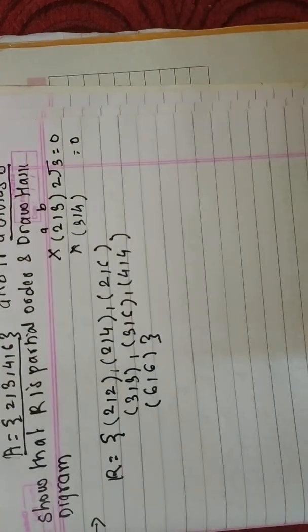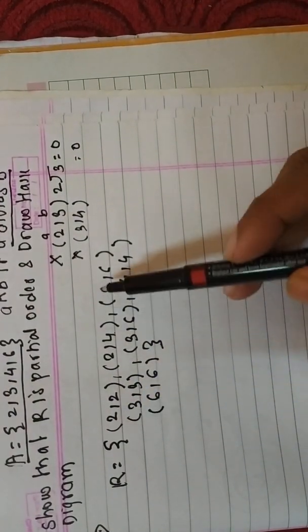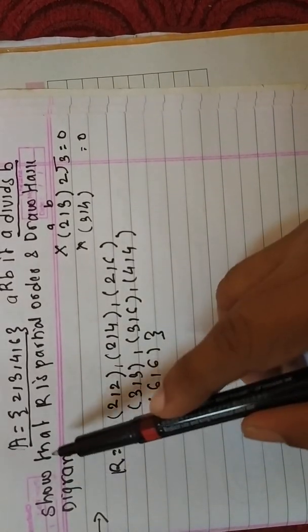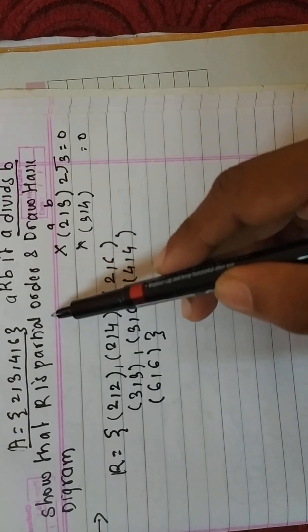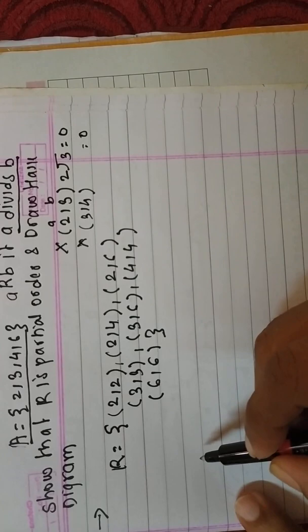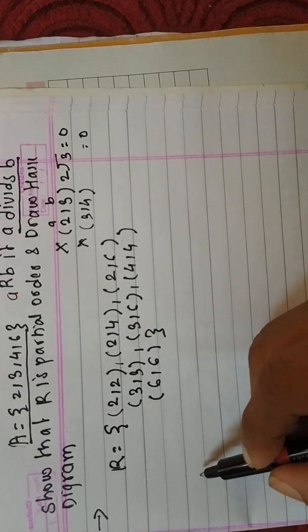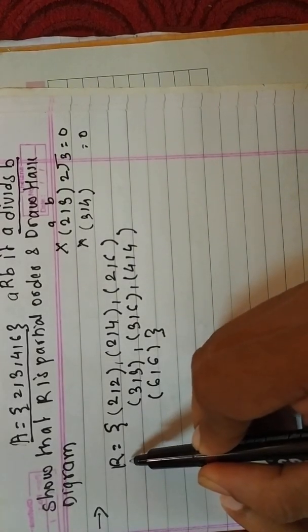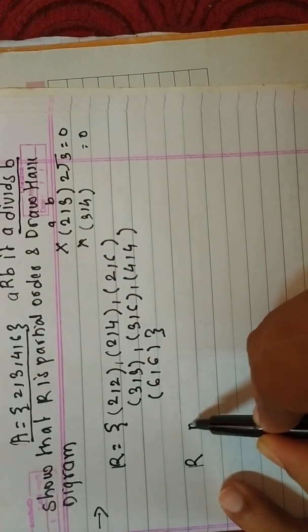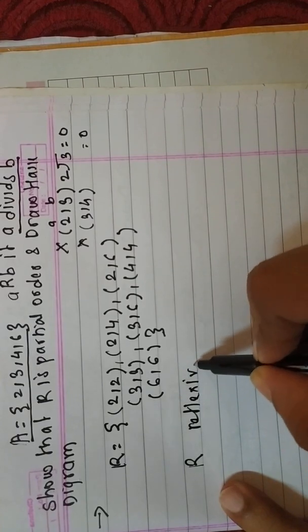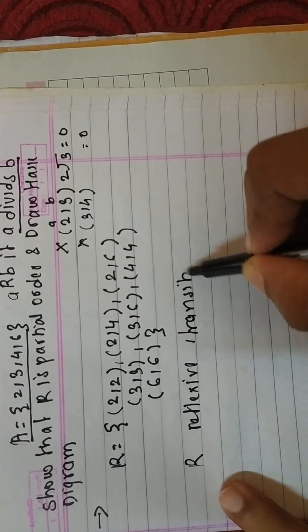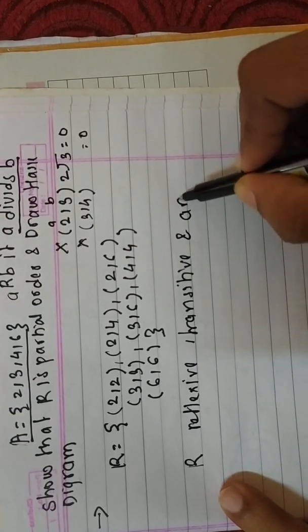Okay. So how are we getting R here? We are getting R like this. Okay. Now after finding R, what is the question? Show that R is partial ordered. Okay. Now if R is partial ordered, then how many conditions does it have to satisfy? Earlier we have discussed its definition. To make R partial ordered, R must be what? R must be reflexive. Then it must be transitive. Okay. And antisymmetric.